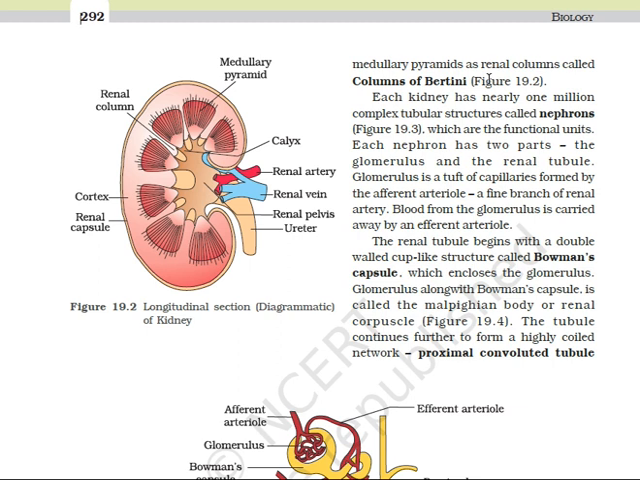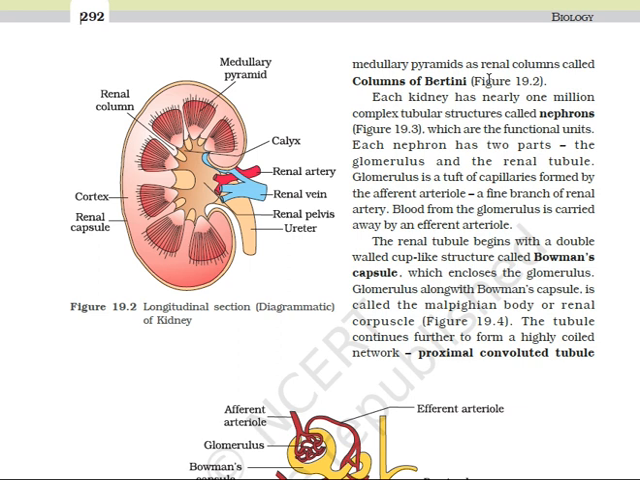It runs dorsally along the abdominal wall and opens obliquely into the urinary bladder. The ureters receive the urine from the renal pelvis and pass it to the urinary bladder. The passing of the urine from the ureters to the urinary bladder is by peristaltic waves on its wall.